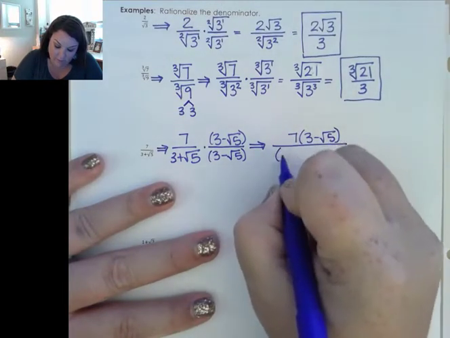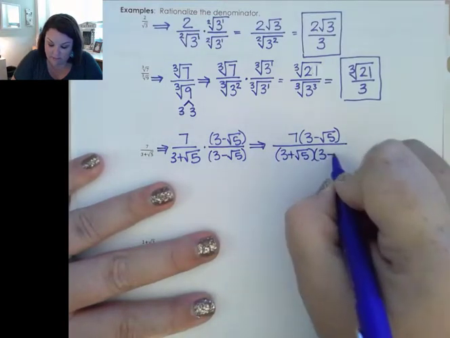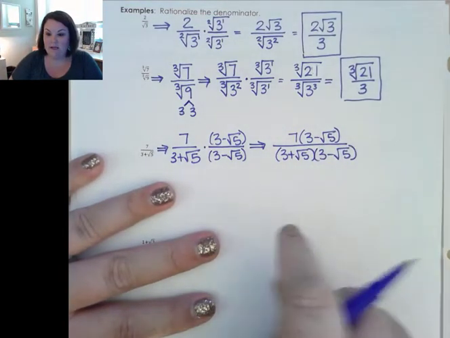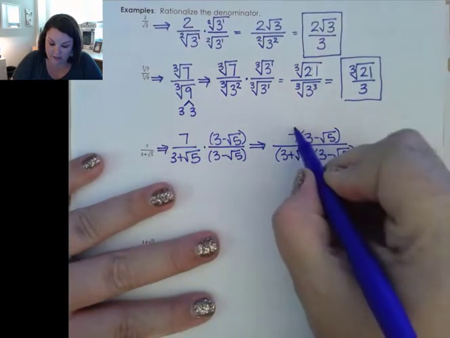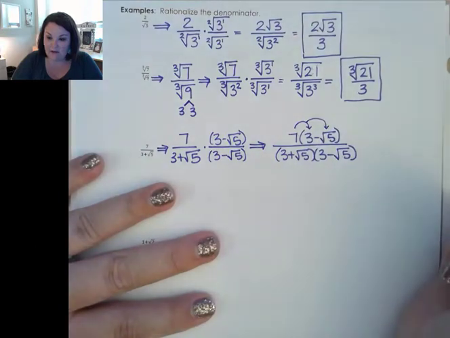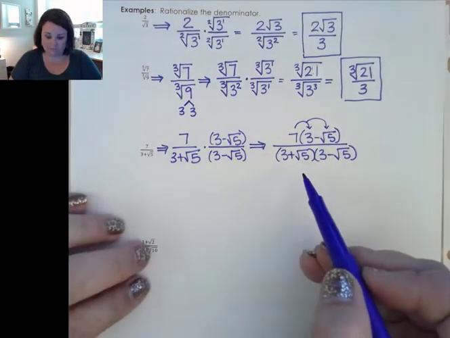And on bottom we would have 3 plus the square root of 5 times 3 minus the square root of 5. Okay, so just multiplying straight across. Now I'm going to go ahead and distribute my 7, and then I'm going to FOIL out the bottom.